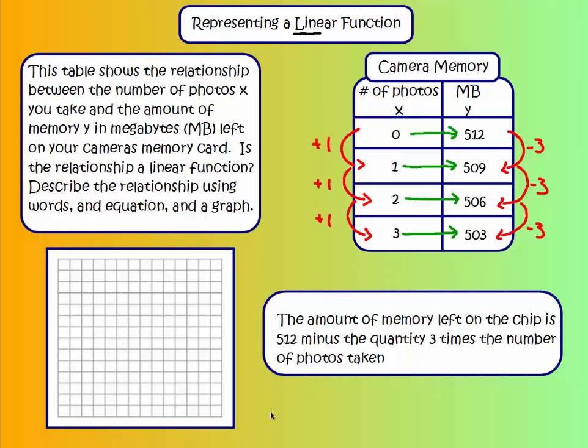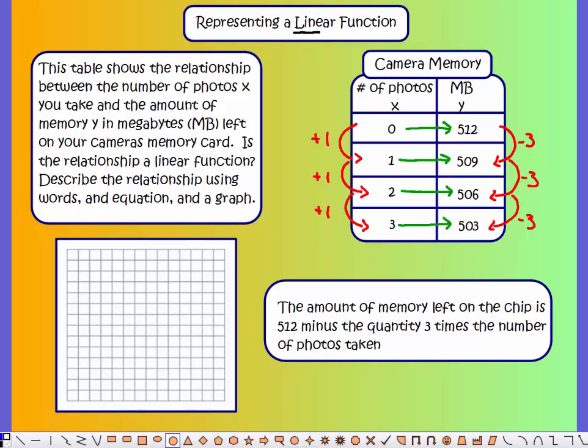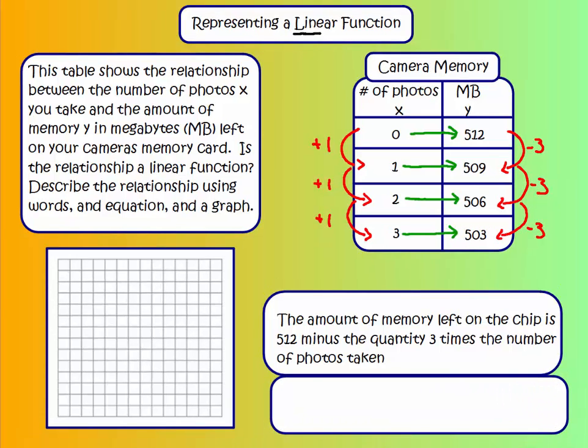The amount of memory left on this memory card chip is 512 minus the quantity 3 times the number of photos taken. What does that mean? Well, let's try to put that into some sort of math equation. Alright, so what are we saying? The amount of memory left on the chip is, the word "is" means equals, right?